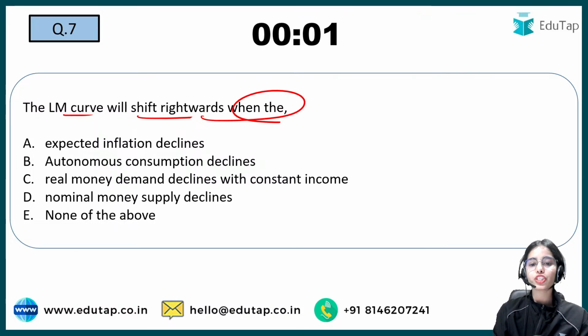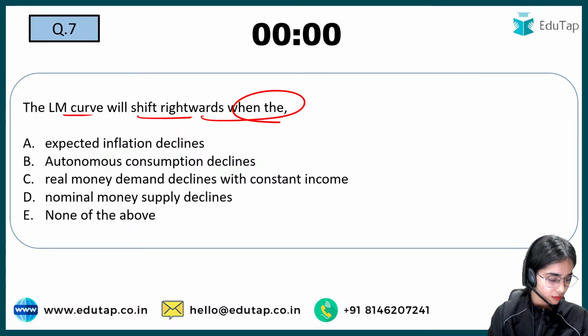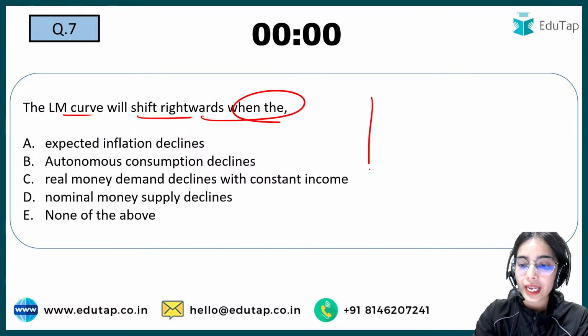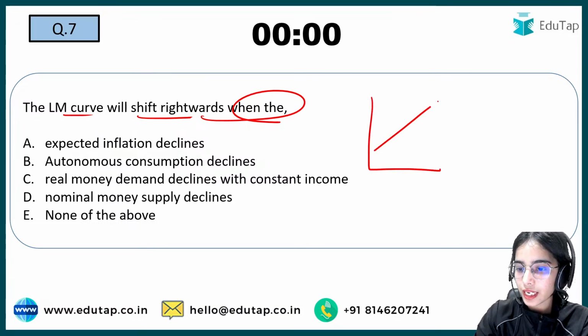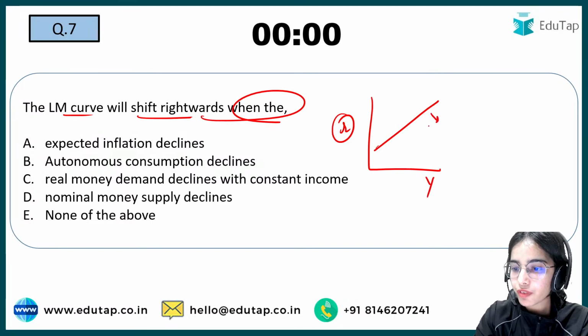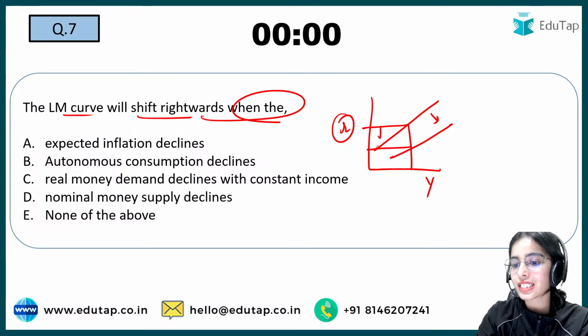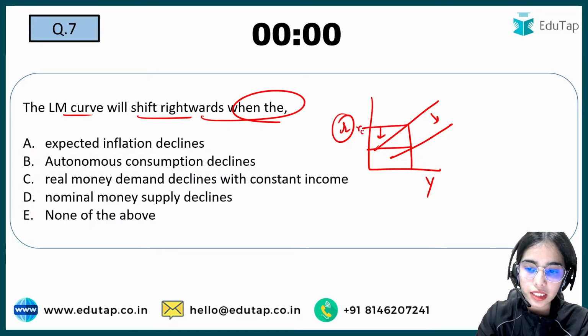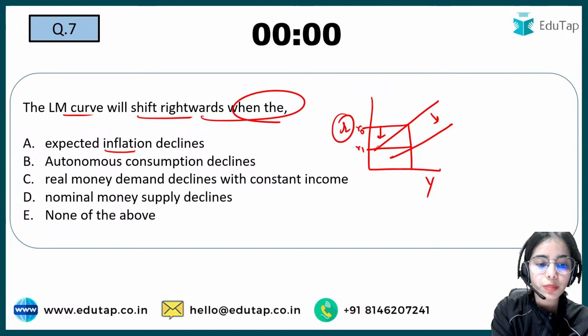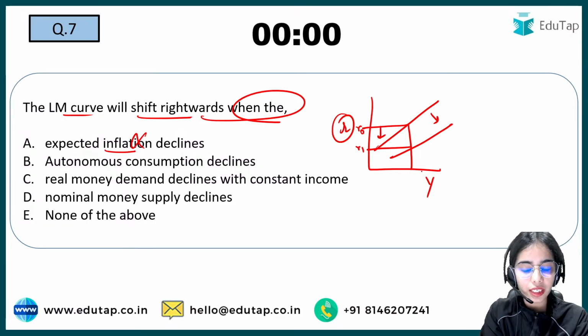The LM curve will shift rightwards when... See the LM curve. This is the LM curve, that is upward sloping. Here is the rate of interest, here is the level of income. It will shift rightwards when, at the same level of income, the rate of interest is decreasing. The rate of interest is decreasing from R0 to R1. So expected inflation rate cannot affect the rate of interest.